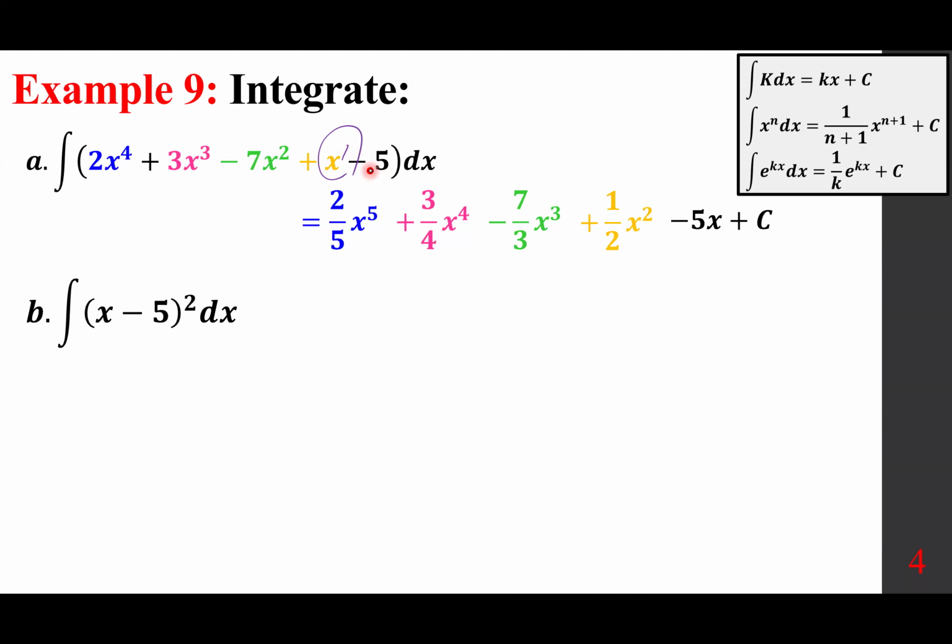What about x minus 5 quantity squared? It is better to expand it using the fact that a minus b squared is a squared minus 2ab plus b squared. So this is x squared minus 10x plus 25. Very straightforward.